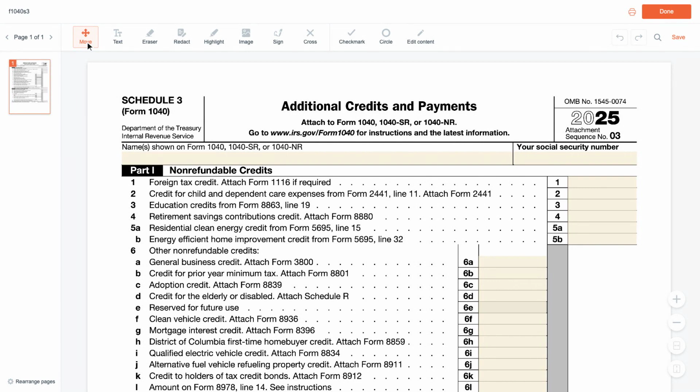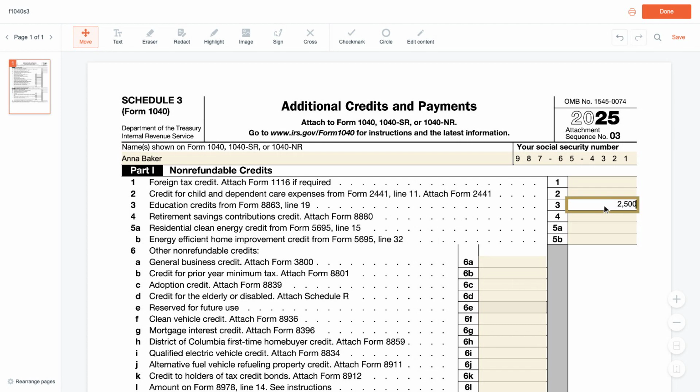At the top, enter the name and social security number exactly as they appear on your Form 1040. Part 1 covers non-refundable credits. Line 1 is the foreign tax credit. Line 2, the child and dependent care credit. Line 3, education credits, and so on down.